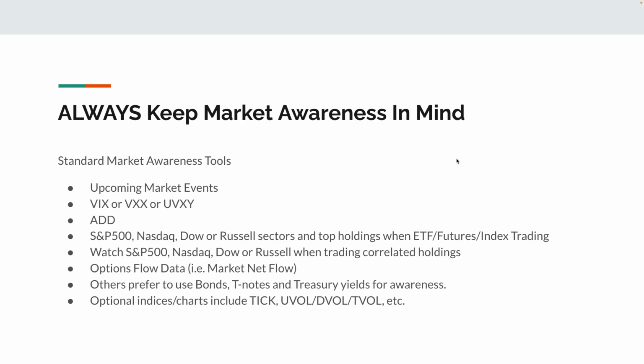Before we continue, I just want to point out, always keep market awareness in mind. We always want to have an idea of what upcoming market events there are. We want to watch the VIX, ADD. We want to watch the S&P 500 sectors, or if we're trading a particular holding, watch that particular tendency to keep our finger on the pulse of the market. I like watching market net flow, which is options flow data, to get an idea of overall market sentiment. There's other things people can watch, like bonds, T-notes, treasury yields, tick, UVol, DVol, etc. But I prefer market net flow with a combination of VIX, ADD, and sector awareness. I've done lots of videos on these sort of things, so I won't cover it further here, but make sure you check out those videos.